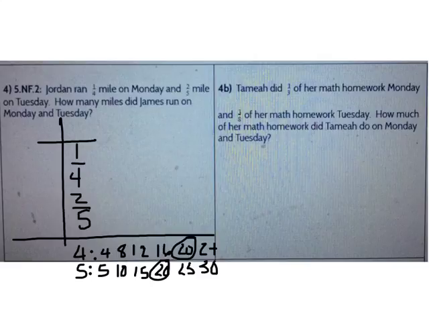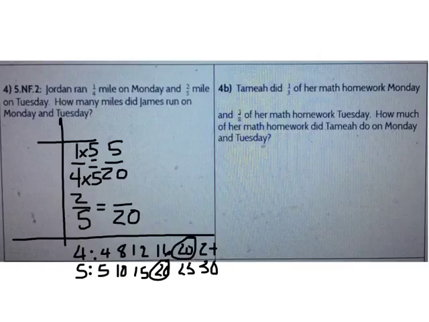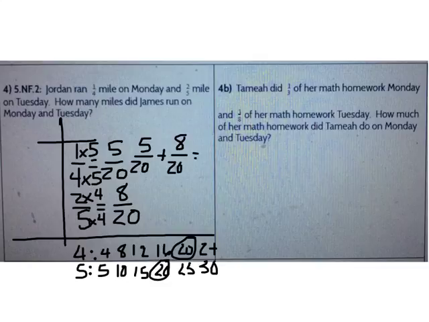The least common denominator is 20. Now I need to multiply to create equivalent fractions to add. 1/4 equals what over 20? Well, 4 times 5 is 20, and 1 times 5 is 5. 2/5 equals what over 20? Well, 5 times 4 is 20, and 2 times 4 is 8. So now my fractions have the same denominator, and I can add them. What's 5/20 plus 8/20? The answer is 13/20.